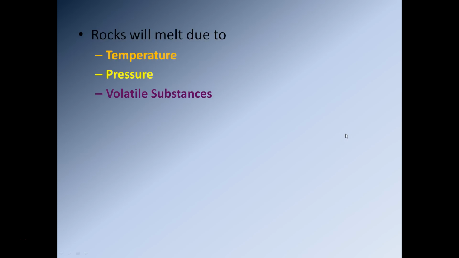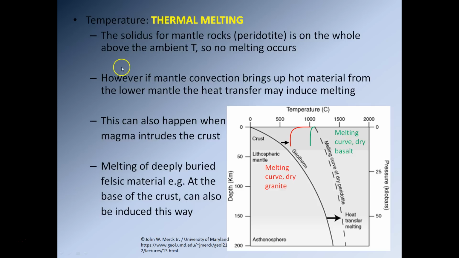Okay, so rocks will melt in response to changes in 3 variables: temperature, pressure, and the amount of volatile substances. So the first type of melting you can get is thermal melting, and that's when you essentially just heat a rock up. The solidus for mantle rocks, that's of course referred to as peridotite, is on the whole above the ambient temperature, so no melting occurs. The mantle is solid, and that's because pressure is high and essentially in control, so the minerals in the rocks can't melt.